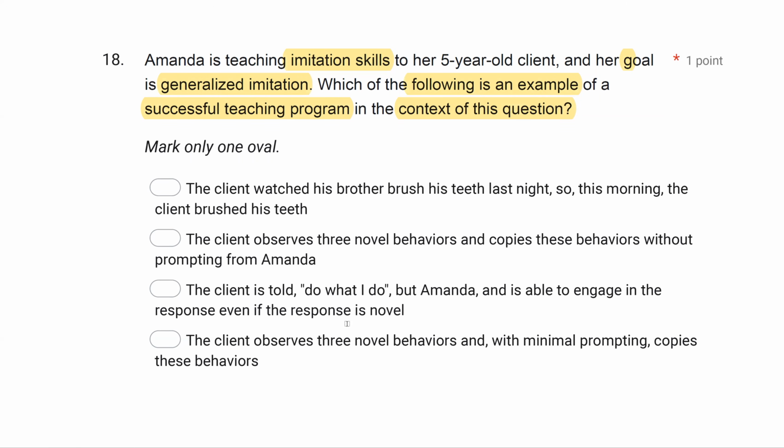It's the model. And then D, the client observes 3 novel behaviors and with minimal prompting, copies these behaviors. Well, close, but we've got prompting, right? What's more effective? The one with minimal prompting or without prompting? Well, of course, without prompting. So if we're teaching imitation skills, we're going to have 3 novel behaviors that are copied without prompting from Amanda. There are some specific things about imitation that you want to know. And if you're not sure or unfamiliar with what makes imitation, make sure you go read it, okay? Imitation is not as straightforward as you might think. There are a lot of guidelines and rules of what actually makes pure, true imitation.